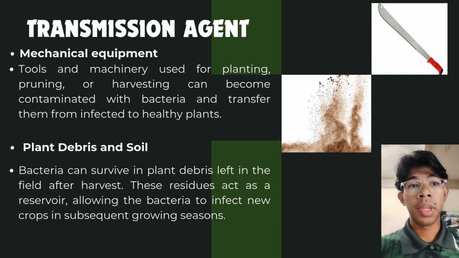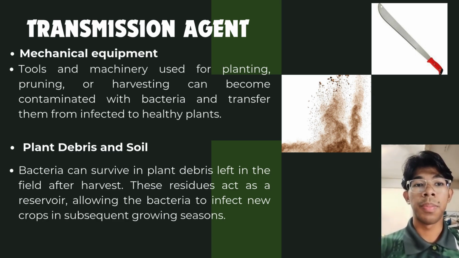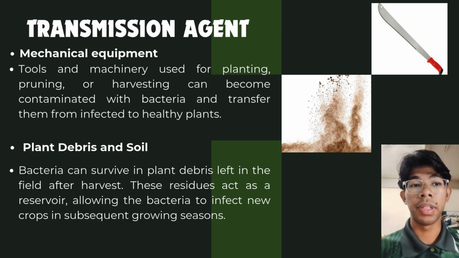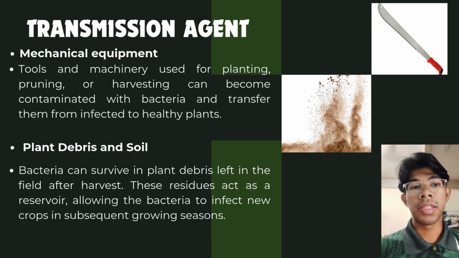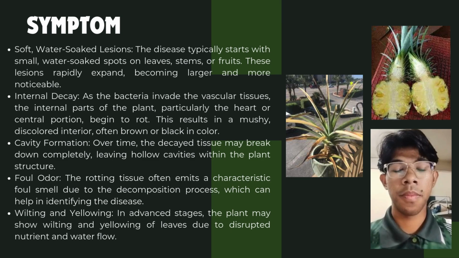Other than that, mechanical equipment. Some tools and machinery used for planting, pruning or harvesting can become contaminated with bacteria and transfer them from infected to healthy plants. And lastly, plant debris and soil. Bacteria can survive in plant debris left in the field after harvest. These residues act as a reservoir, allowing the bacteria to infect new crops in subsequent growing seasons.